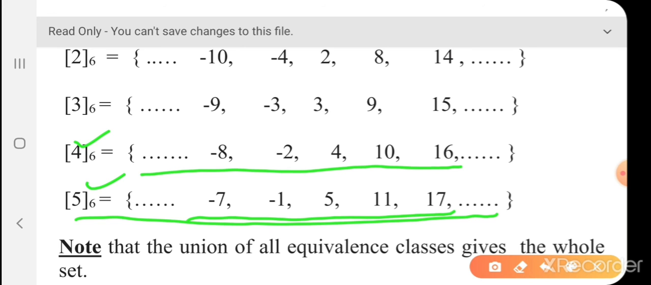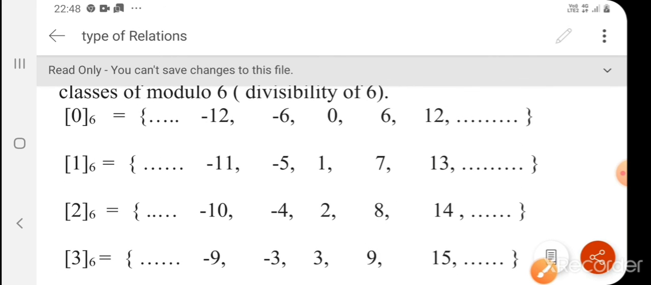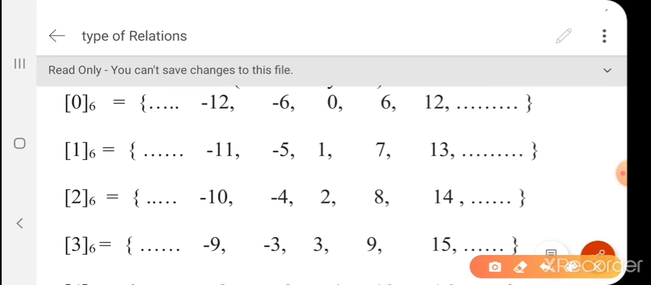Now take the 0, 1, 2, 3, 4, and 5 equivalence classes, and take the union of these. Then that will give the complete Z, the set of integers. And all these equivalence classes are pairwise disjoint. The 1 equivalence class is disjoint with 0. No element is common here. Here also no common elements. Take this and this, there is nothing in common.